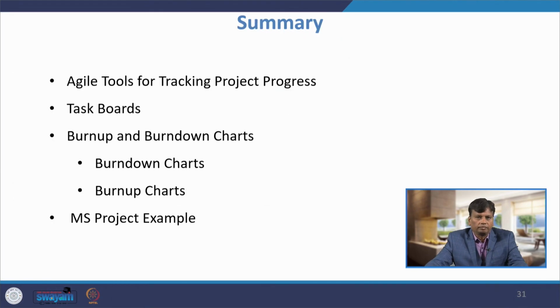In this lecture, I have discussed Agile tools for tracking project progress. I talked about 3 tools: task board, burnup chart and burndown chart. Finally, I explained some features of MS Project. Two things I have done here: how to open a new project and fix the date for the calendar, and then I took a sample problem for constructing the Gantt chart. There I found the critical path and the total project completion time. Thank you.